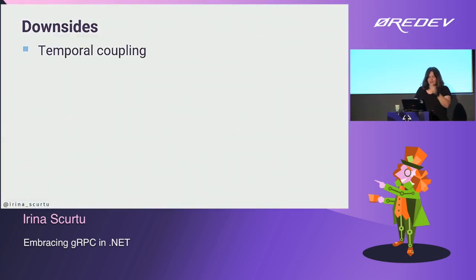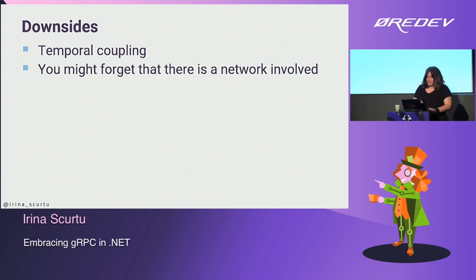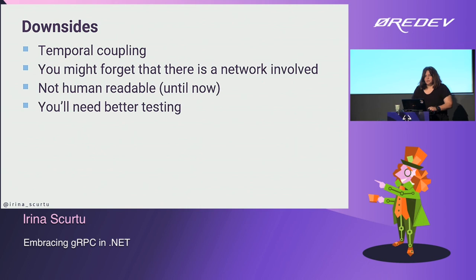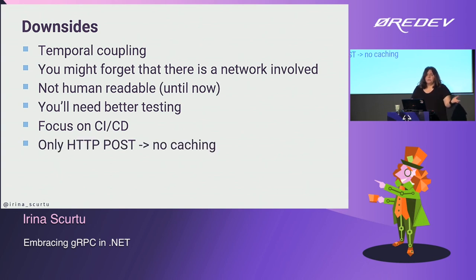Temporal coupling is one thing that I need to emphasize. If you are using gRPC, you'll need the system to be up, just like you would with an HTTP API, a RESTful API, and so on. You're not using messaging. It's just a different way of transferring data. It's not human-readable, but you have Postman in beta that knows how to handle gRPC requests. It's very nice, very discoverable. You'll need better testing and a focus on CI/CD, and it does only HTTP POST, which means that, well, no caching without some additional mechanism to cache things.